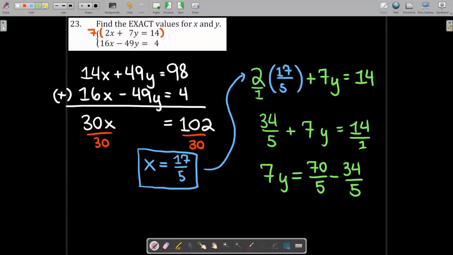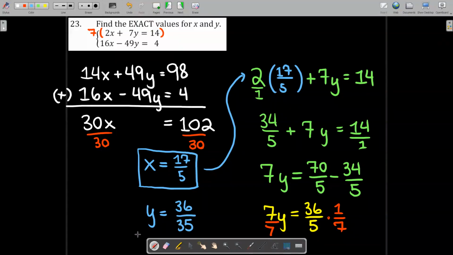Okay, so let me change our color here. 70 minus 34 is 36. So 7y equals 36 fifths. And now I'm going to divide both sides by 7. When I divide by 7, that's the same as multiplying by 1/7, multiply by the reciprocal. So I find that my y value, which I'll go ahead and put over here, is going to be 36 times 1, which is 36, over 5 times 7, which is 35. And that does not reduce. So I got my x value and my y value, and I am done. The exact values for x and y.